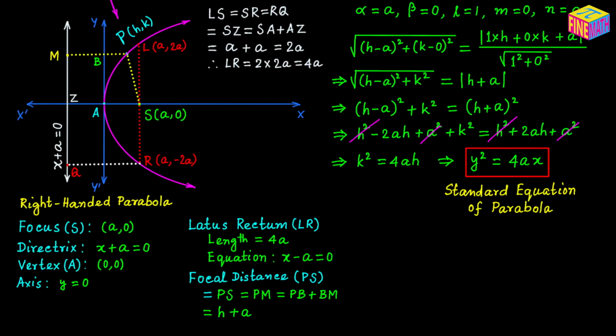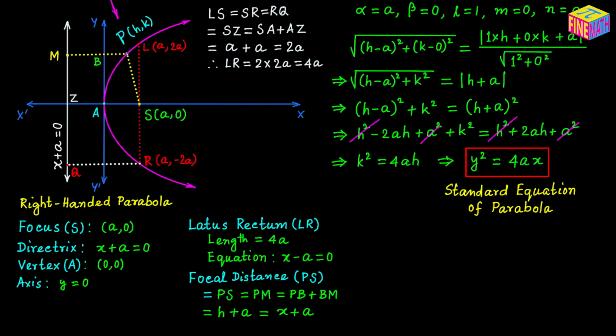And then what is BM? Well, that is the distance of the vertex from the directrix, which would be a units in this case. So this PM distance can be written as h plus a. And finally, if we replace h by x, then this is equal to x plus a. So the focal distance turns out to be x plus a if the coordinates of the moving point P are (x, y). If the coordinates of the moving point are taken as (h, k), then the focal distance will be h plus a for this particular standard parabola, which is the right-handed parabola.